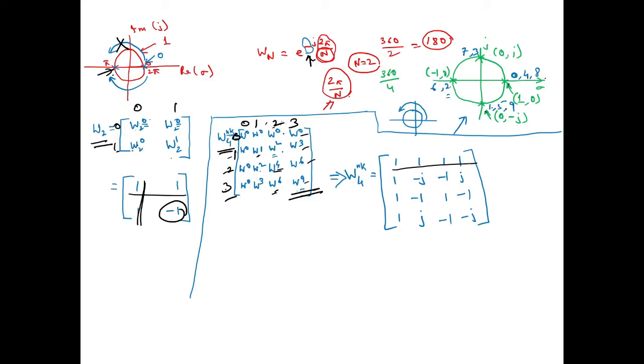So I am just putting the values. First row and first column would be 1, right? Then if you see W1, it is minus j, W2 is minus 1, W3 is j. Then again, coming to W2, minus 1, W4, the opposite side, is 1, again W6, the opposite side, is minus 1. Similarly, j, minus 1, minus 1. So this is the Twiddle factor matrix, the 4-point Twiddle factor matrix. Okay.